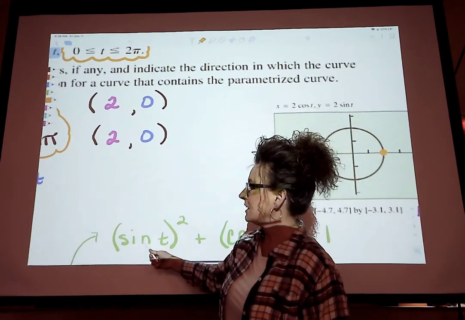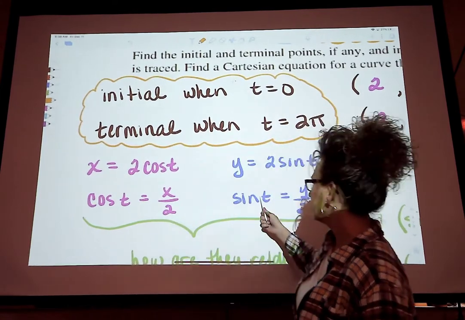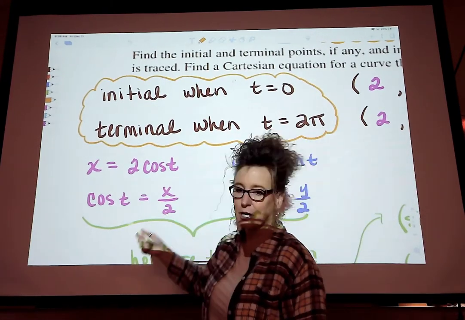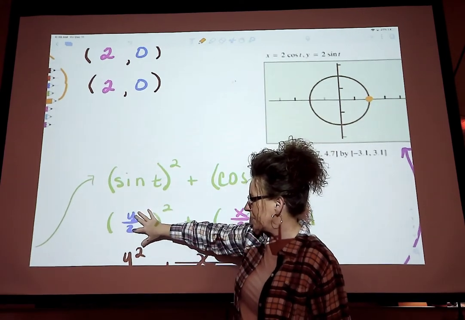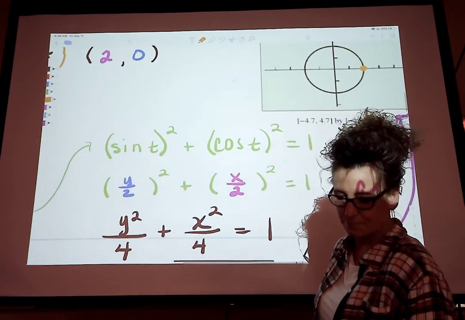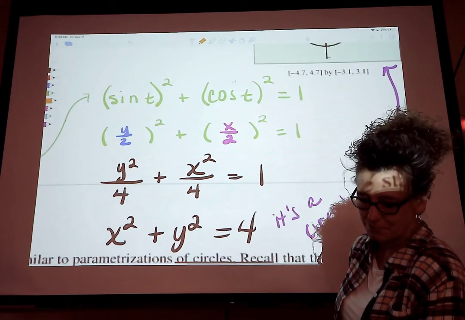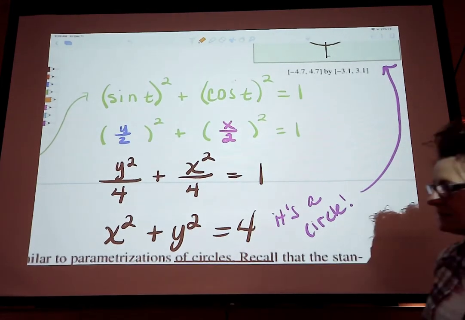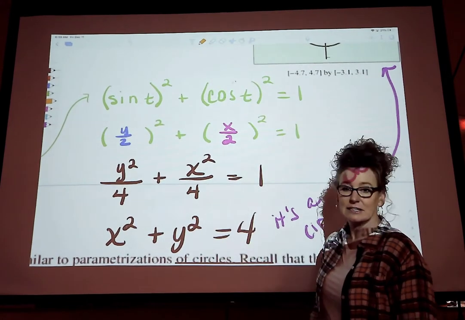Now, sine of t. Go back to my pink and blue equations. We have an expression for sine of t. We have an expression for cosine of t. Sub them in. I subbed this one in for sine, subbed this one in for cosine, squared them. Multiplied by 4. Oh my gosh, it's an equation of a circle. It's an equation of a circle with the center at 0, 0, and my radius is 2.